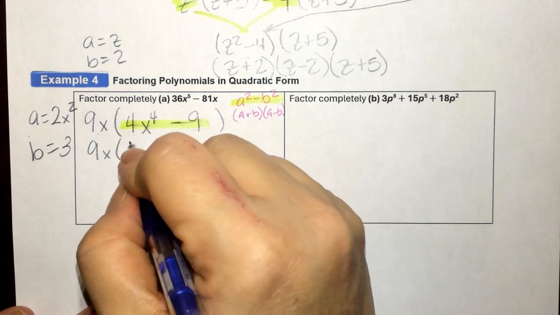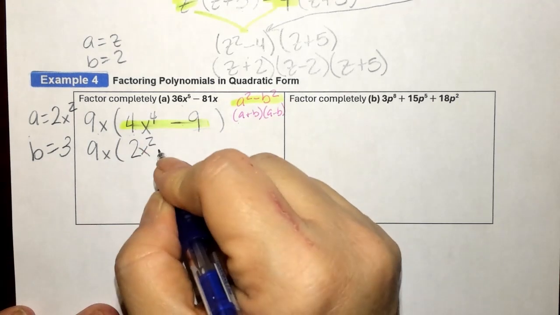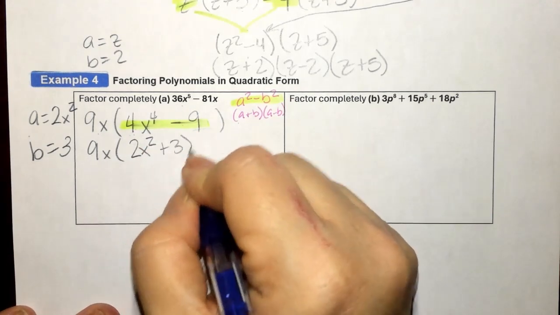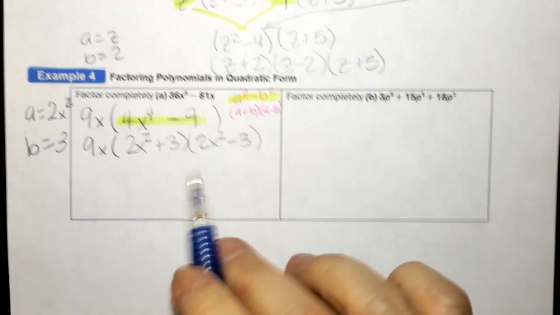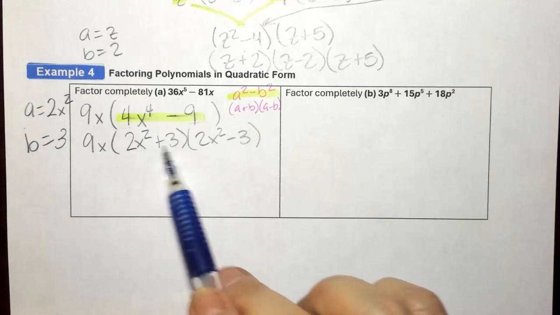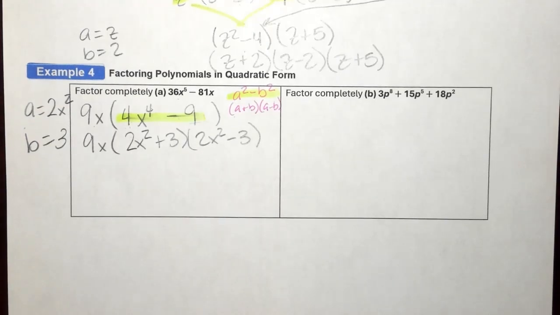All right, so we have 2x squared plus 3, 2x squared minus 3. And even though this is a squared, we really can't do anything else with it, because the 3 isn't a perfect square. So that is actually as far as we can go with that one.